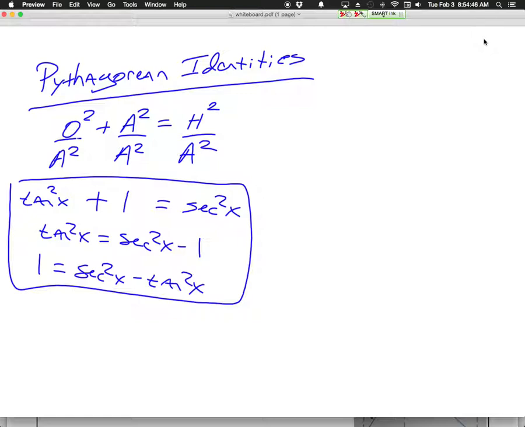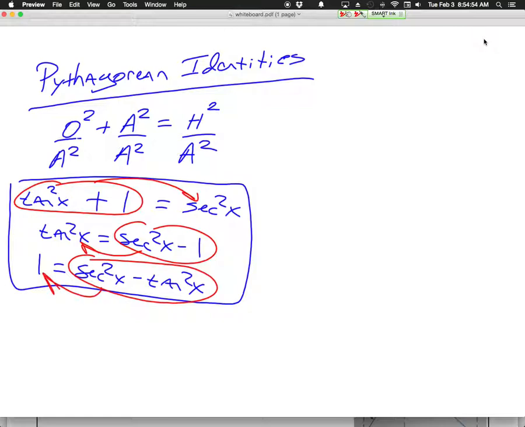And again, majority of the time, we'll be taking this and substituting that. We'll be taking this and substituting that. Take that, substitute it for that. That's what we're looking to do.